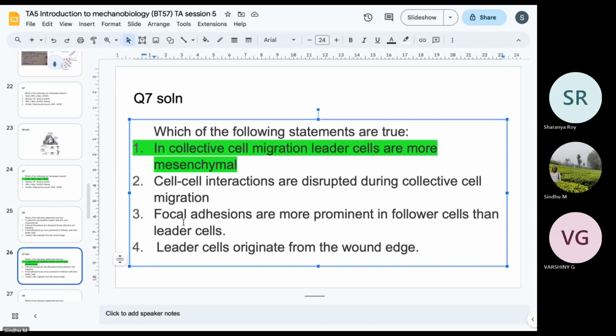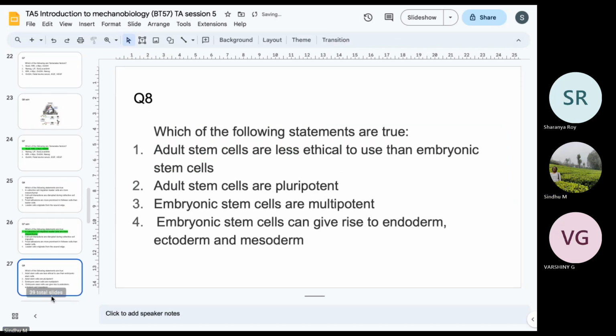Okay. Leaders. Okay, let's go to the 8th question. Okay. It should be question number 9.